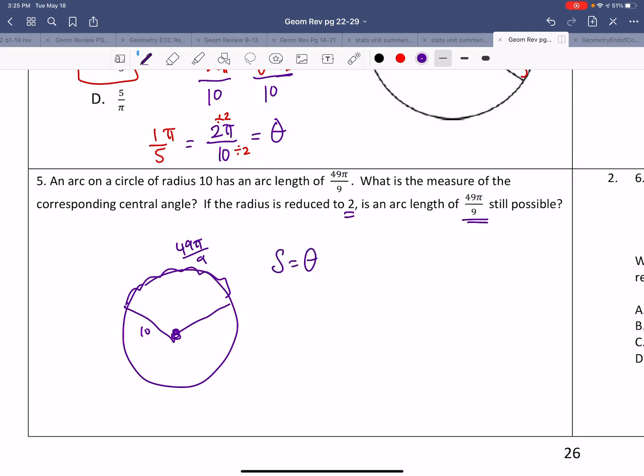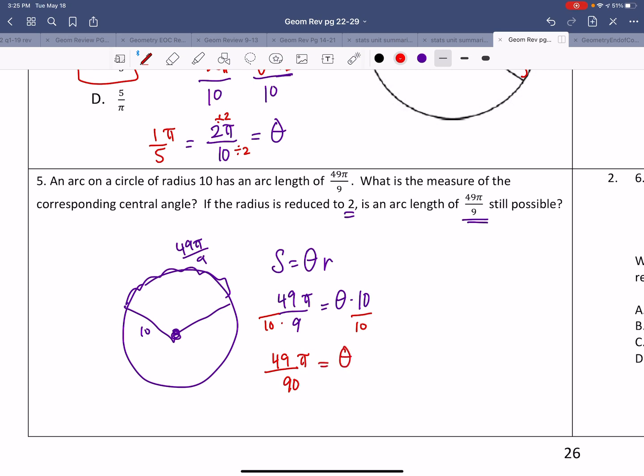So I don't know if they want it in radians or degrees, so we'll just do it this way, right? The arc length is 49 pi over 9. Theta, we don't know. We're going to solve for that. And the radius is 10. Then we can divide by 10 on both sides. Right? And we get 49 pi over 90. And that's our angle. Okay?